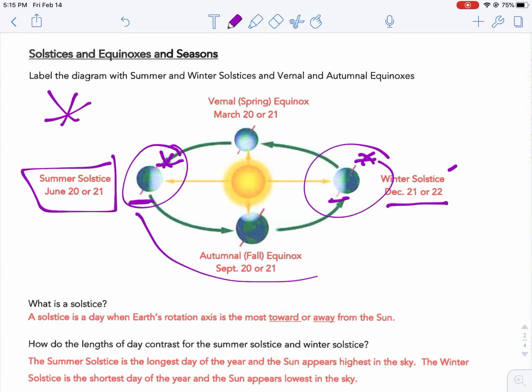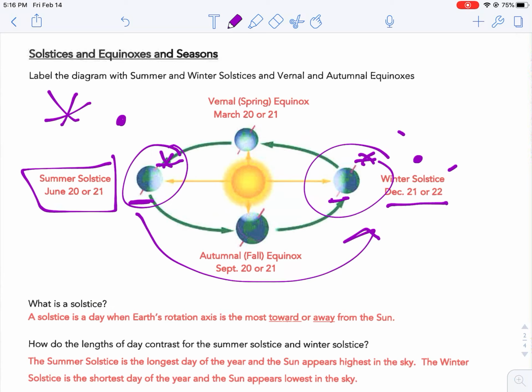So then fast forward 6 months from then, we are most tilted away. So it is going to be where the sun is lowest in the sky. On the summer solstice, it's highest in the sky. The winter solstice is going to be the point where the northern hemisphere is most tilted away. Our sun position is going to be lowest on the horizon at that point. That is a really short daylight day. It is going to be the shortest, right around 8.5 hours or so.